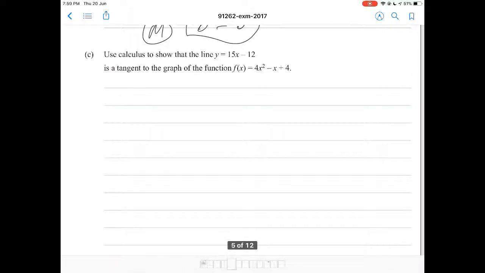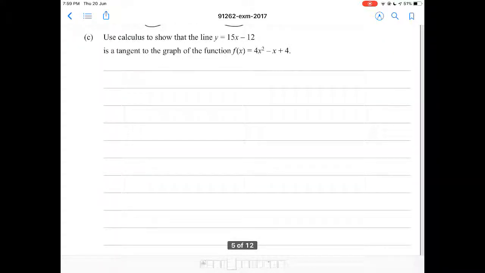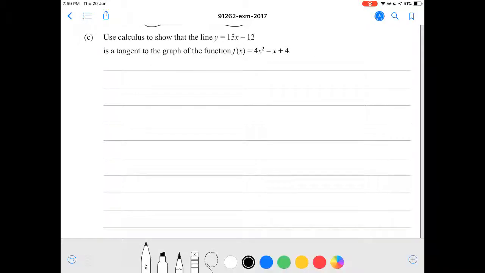Alright, use calculus to show that the line y equals 15x minus 12 is a tangent to the graph of the function f of x equals 4x squared minus x plus 4. So once again, the first thing we're going to do is differentiate the function. f dash of x equals 8x minus 1. As you can see, we have a gradient here. Our gradient is 15, so we're going to find what the x value is when the gradient is 15. So 15 equals 8x minus 1, and therefore x equals 2.